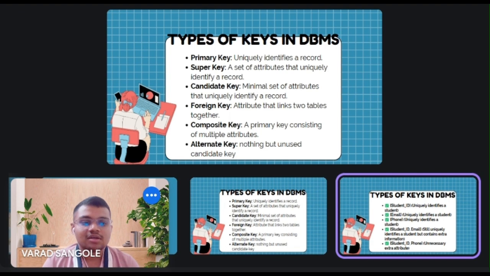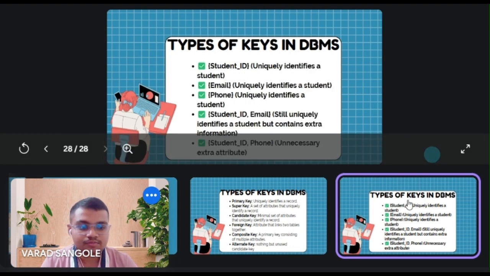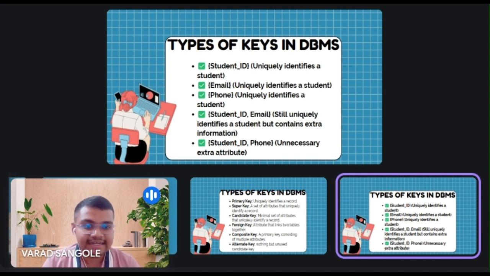Okay, an alternate key. It is nothing but a candidate key, but which is unused. So let's take one example so that you will understand it more clearly. Here you can see student ID, email, and phone as attributes. When you see email and phone, there is a possibility that two students have the same email and the same phone number. If you take students of a school, two students may have the same parents, so they have the same phone and same email, but the student ID will be different.